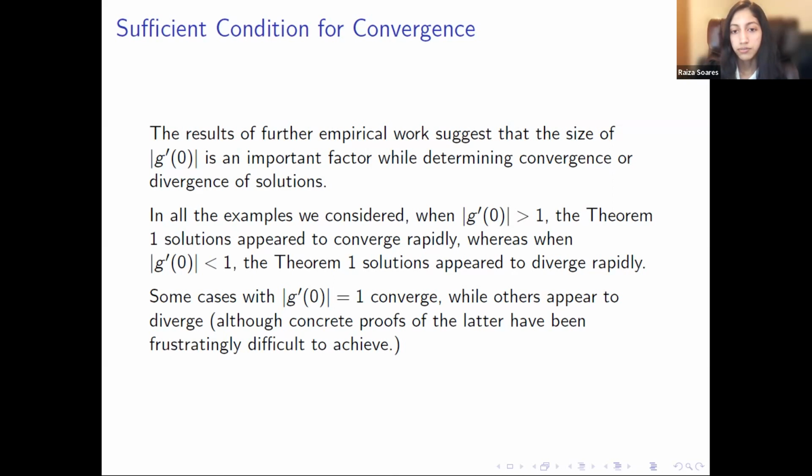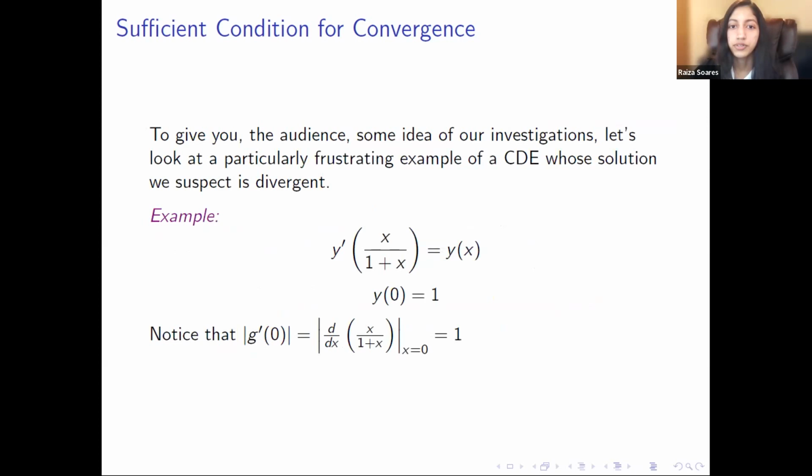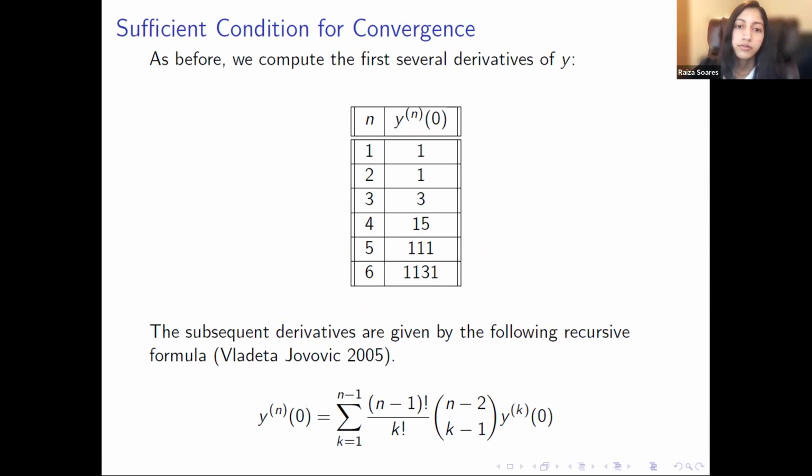So to give you, the audience, an example of our investigations, I'll look at a particular example of a CDE whose solutions we suspect are divergent. In this example, we have y prime of x over 1 plus x equals y of x. And notice that g prime of 0 here is 1. And as before, we'll compute the derivatives of y. And we know that this series has already been identified by Vladeta Jovovich, and he has a formula for these derivatives of y.